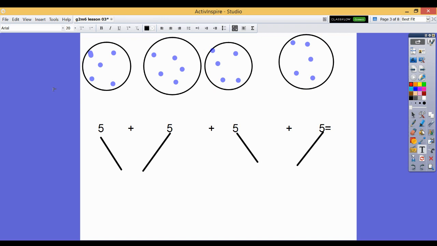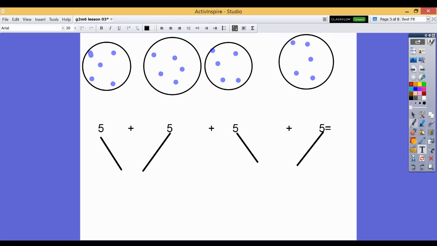So here I have four equal groups of 5. Let's see. Count the dots in each bubble. And that would be 5 plus 5 plus 5 plus 5. So think of a way that I can solve this problem to make it a shorter equation. So instead of repeated addition, we can use, that's right, we can use doubles.